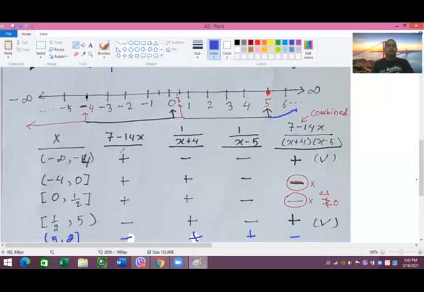So the sign for this is plus, for this is minus, and for this is also minus. You can see that this is 7 minus 14 times minus 5, for example, minus 6. So minus times minus is plus, so this is always positive. And for less than minus 4, for example minus 3, minus 3 plus 4 is plus 1.